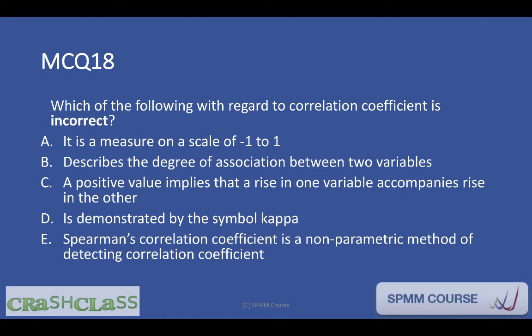Question 18. Which of the following with regard to correlation coefficient is incorrect? It's a measure on a scale of -1 to +1. Describes the degree of association between 2 variables. A positive value implies that a rise in one variable accompanies rise in the other. It's demonstrated by the symbol kappa. Spearman's correlation coefficient is a non-parametric method of deducing correlation coefficient. Okay, so of these, the false statement is kappa, because you know kappa represents agreement, not association. Spearman's is denoted by rho, Pearson is denoted by R.